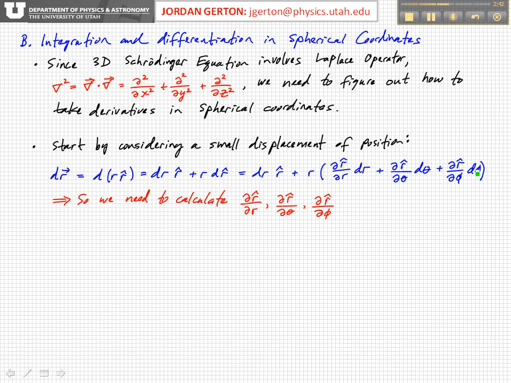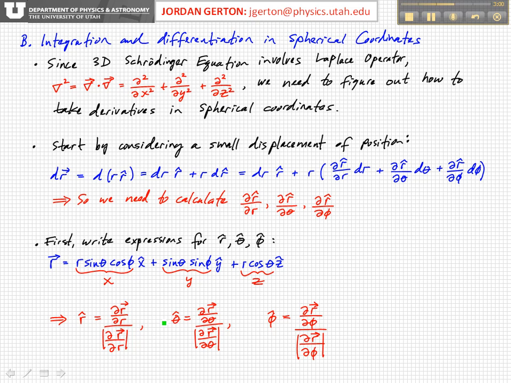Okay, and so in order to actually calculate this small displacement vector, we need to calculate these partial derivatives: dr hat dr, dr hat d theta, and dr hat d phi. Okay, so in order to do that, we first should write the expressions for r hat, which is clear that we're going to need, and it's not as clear, but we'll need theta hat and phi hat, and for completeness we should do those anyway.